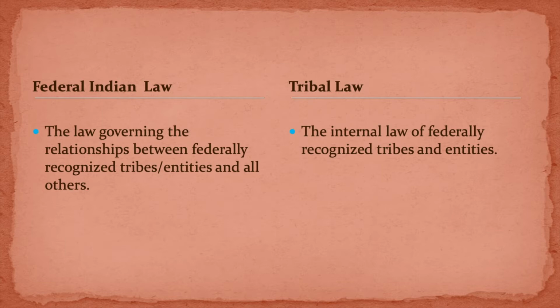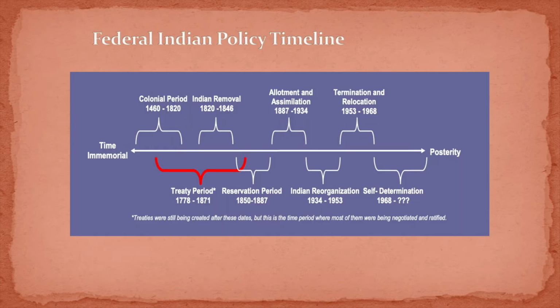Expression of tribal sovereignty within the United States is further complicated due to the ever-changing federal Indian policies of the federal government. This federal Indian policy timeline represents decades and decades of changing policies that the indigenous peoples of North America have had to endure in their relationship with the United States. In the beginning, the colonies and then the United States treated Indian nations as independent sovereigns.